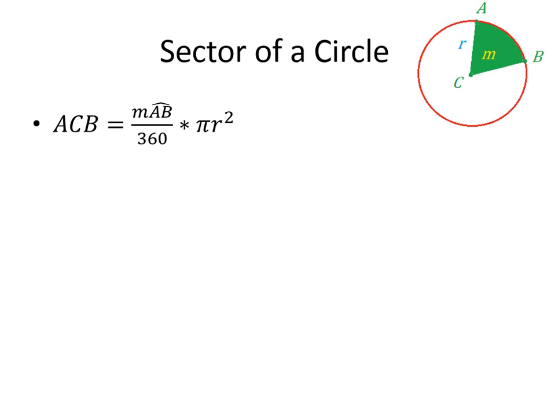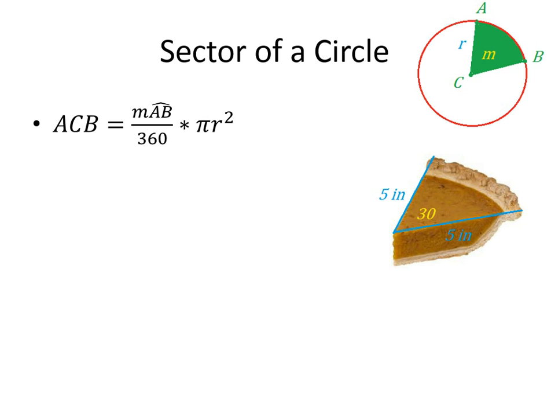All right, sector. The sector of a circle is the slice, like the pizza slice or pie slice of it. The formula for that, which is right here when I'm talking about the area of ABC, this purple piece, is that the area of it is equal to the measure of the arc.